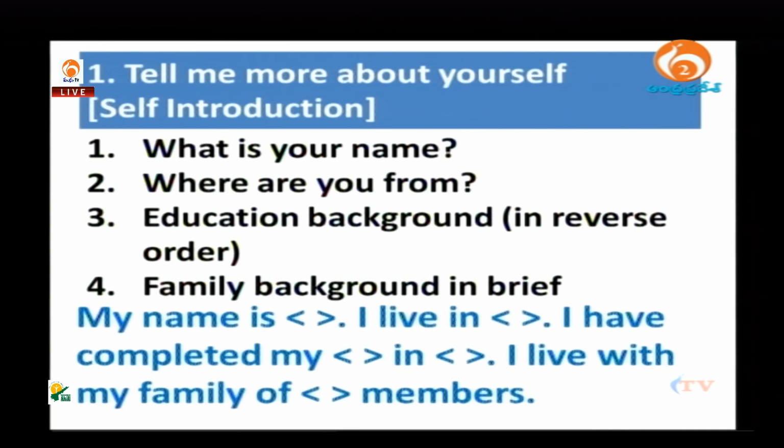I live in Hyderabad. I have completed my BCom in marketing. Or if you do not have a specialization, that is also fine. You may mention the year. I live with my family of 3 members. I have a sister or a brother, whatever the case is. So you need to use your information here and state the information for the very first question.